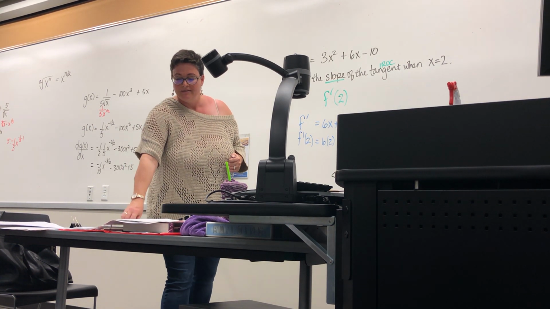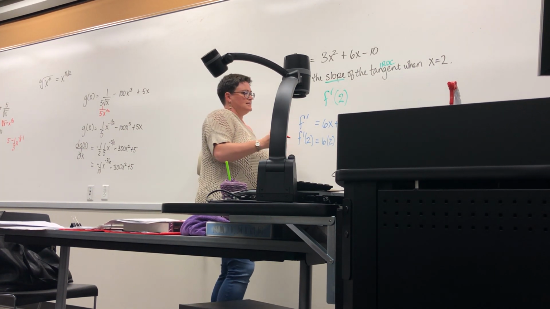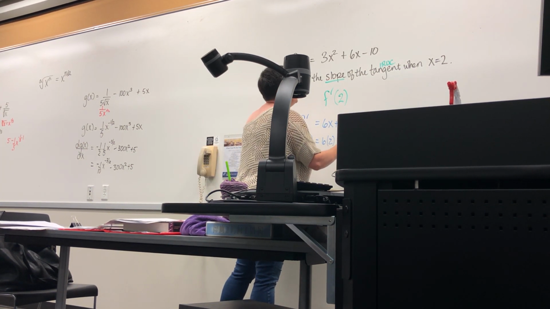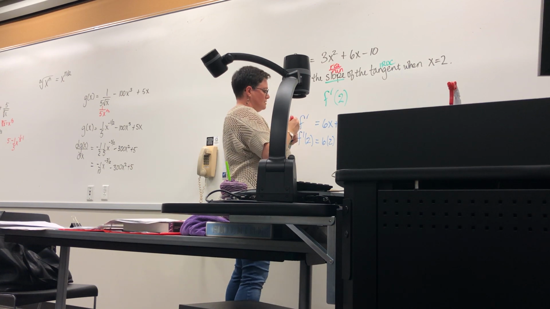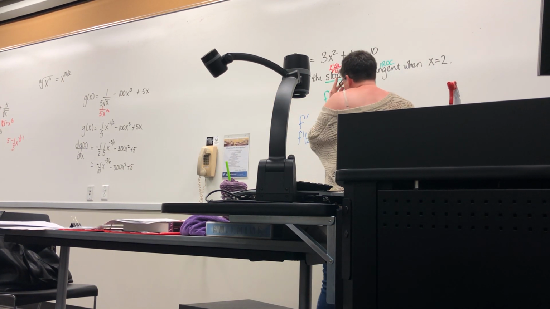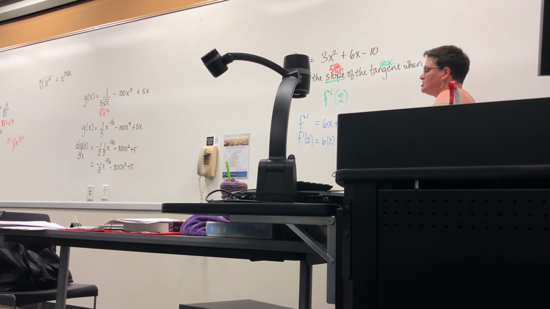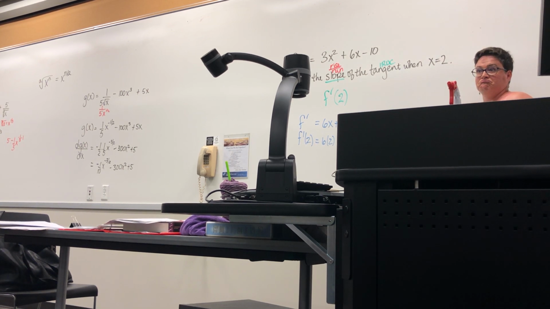Not so bad. It's not quite just 18, is it? Because slopes are rise over run, aren't they? Rise over run. So this 18 is actually 18 divided by 1. We have to write that out.